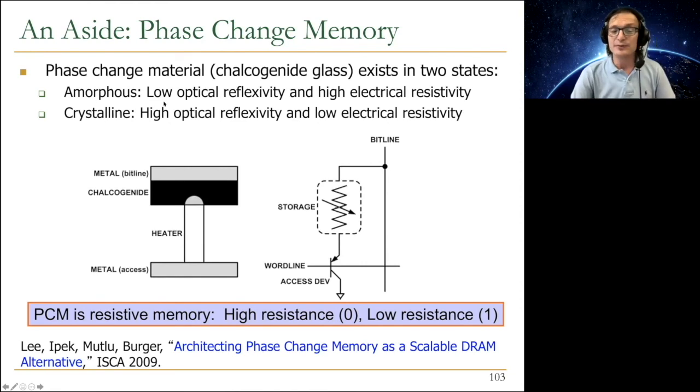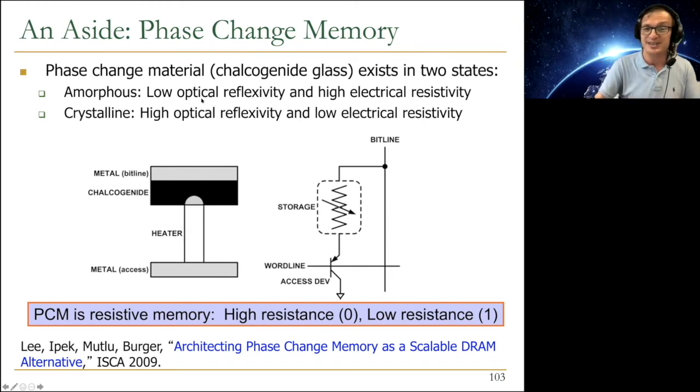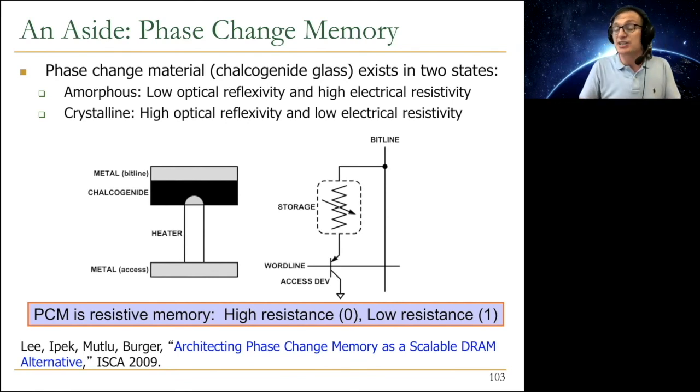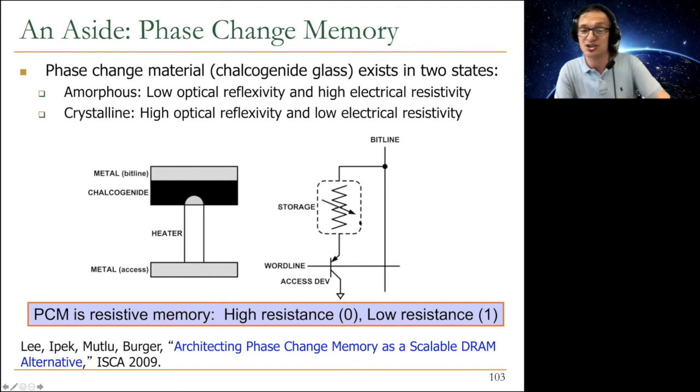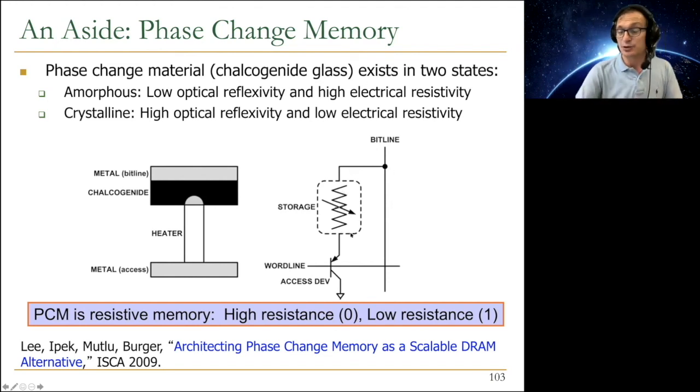And the way you read data out of this is really interesting. Basically, the amorphous state has low optical reflexivity and high electrical resistivity. And the crystalline state has high optical reflexivity and low electrical resistivity. So you can read data in two ways. You can optically read data by shining light on this thing and figuring out the reflections, or by passing current and determining the resistance through this device. So there are two ways of reading.